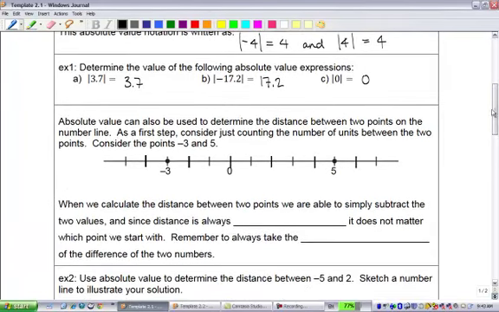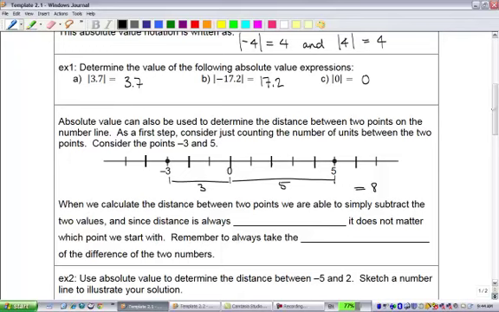Absolute value can also be used to determine the distance between 2 points on the number line. As a first step, consider just counting the number of units between the 2 points. Let's take a look at -3 to 5. From -3 to 0, we have 3 units. From 0 to 5, we have 5 units. So not really a big surprise there. We're talking about 8 units between -3 and 5.